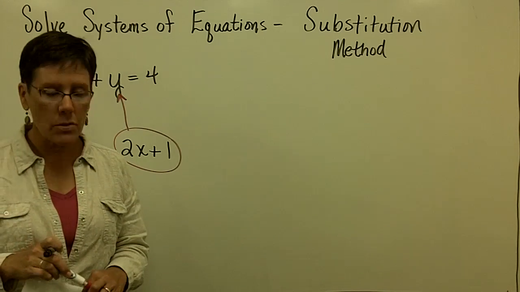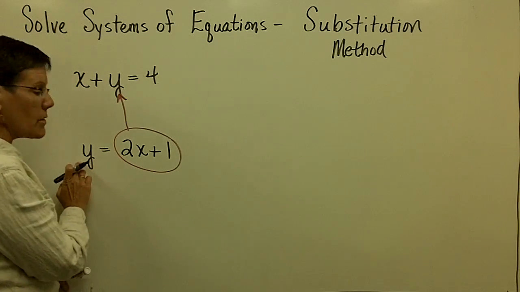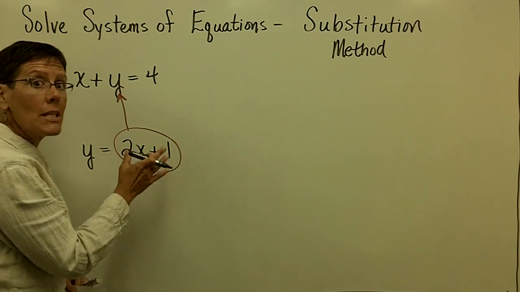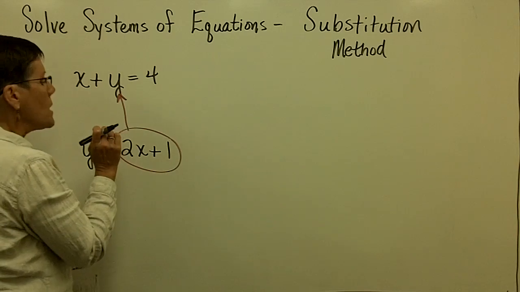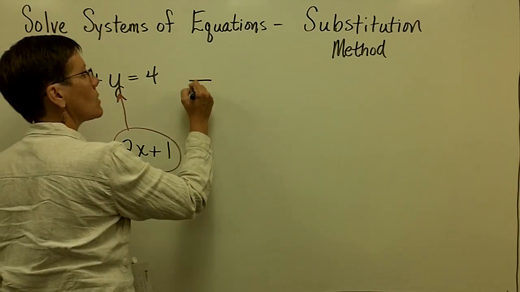So you really want to use the substitution method when it's easy to isolate a variable, number one. So I isolated the variable y and it's equal to 2x plus 1. And you must substitute it into the other equation, not into itself. That would be a big mistake. So I want to put 2x plus 1 in for y here. I'm going to go ahead and take it over here and do that.